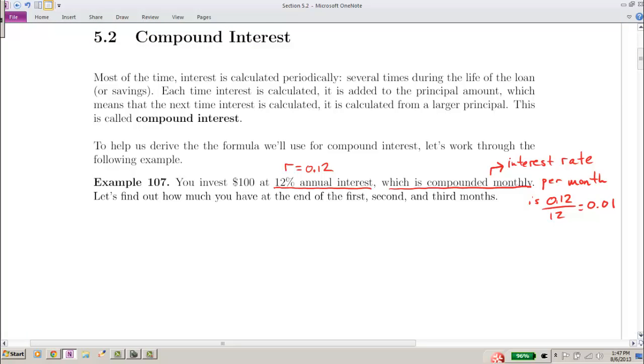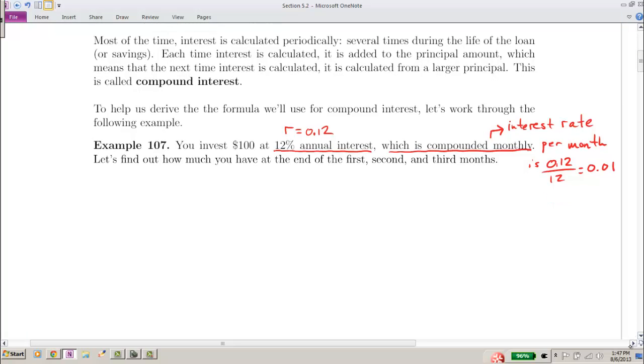We're going to figure out how much we have at the end of the first, second, and third months if we invest $100. So P is $100. And we're going to build this up by taking a simple interest approach.